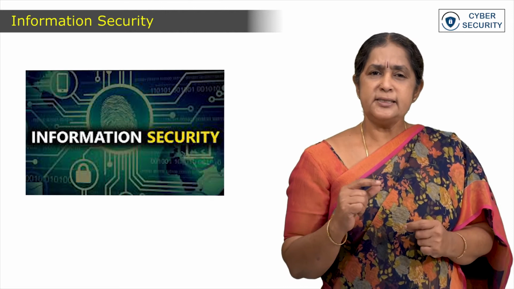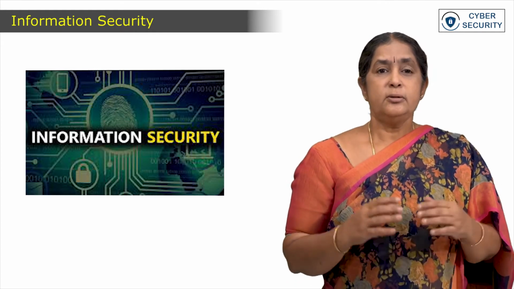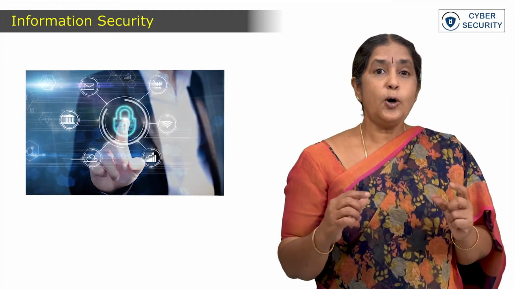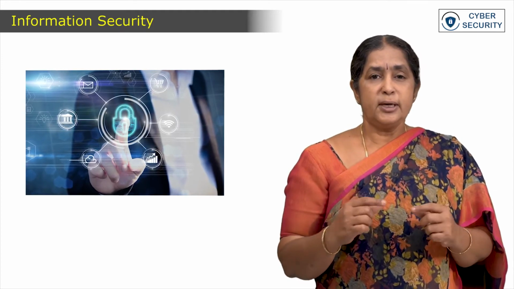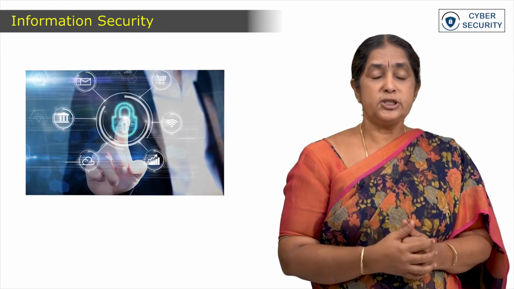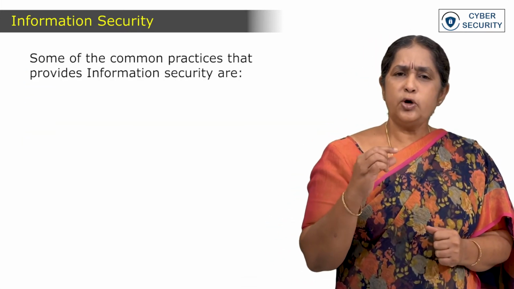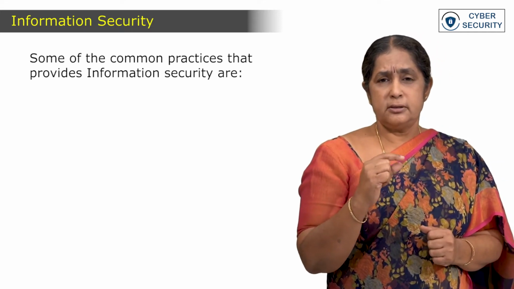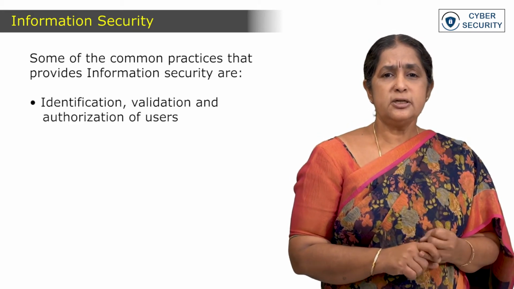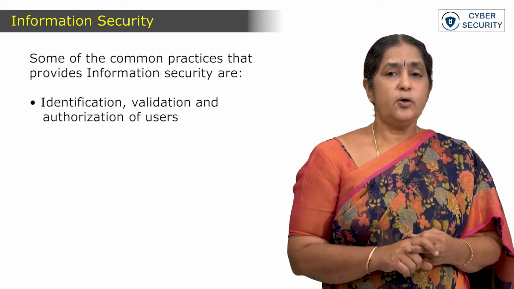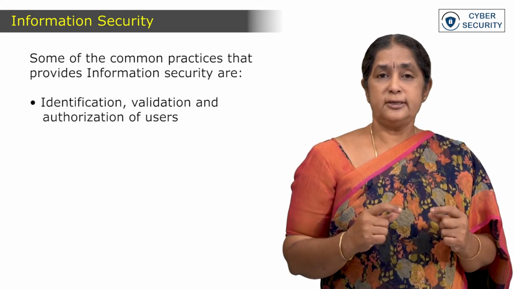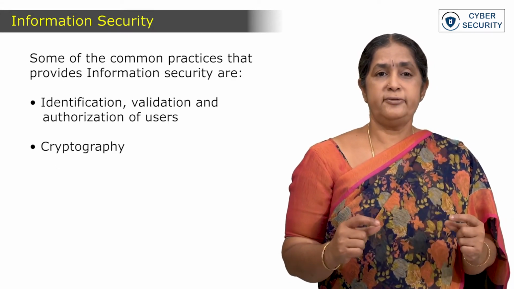The second part is information security. Protection of information from illegal access or information theft by preserving the privacy is referred to as information security. Some of the common practices that can provide information security are identification, validation, and authorization of users. Of course, the most important technical one is cryptography.